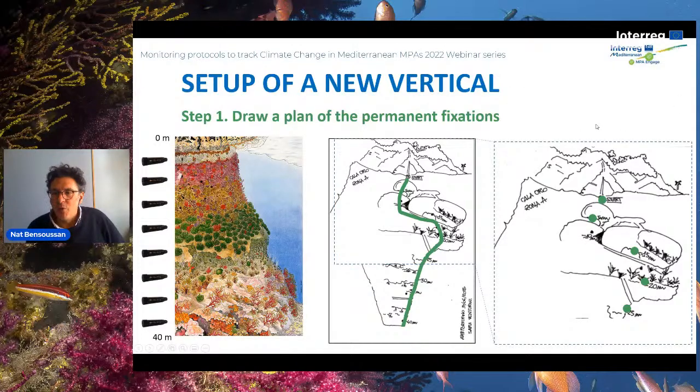So what are the important points? You see here on the right-hand illustration some place at the surface which marks the start of the vertical, and then the location and the path.